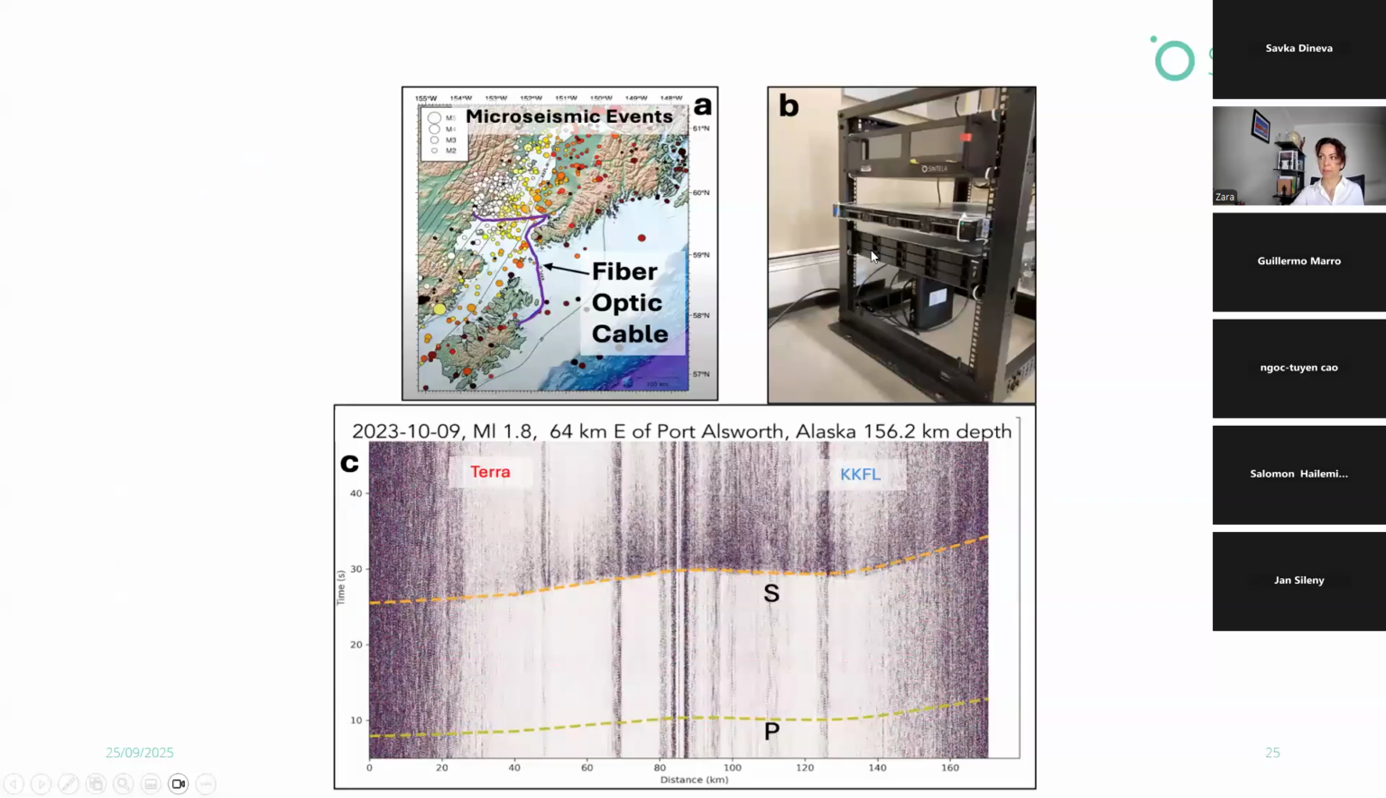This is another example, where we did some monitoring in Alaska with 2 fiber optic cables on the seafloor as well. You can see dense seismic events, clusters of events being recorded. It just shows the fidelity of that cable and the ability to detect relatively weak events at depth. And this one is at a depth of 156 kilometers with a magnitude of 1.8 and the P and S wave arrivals.